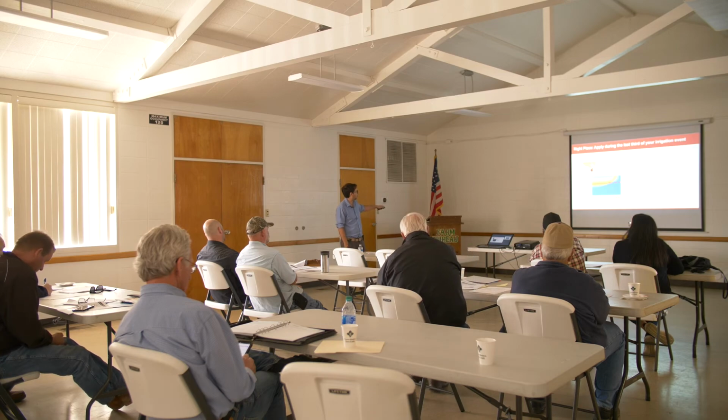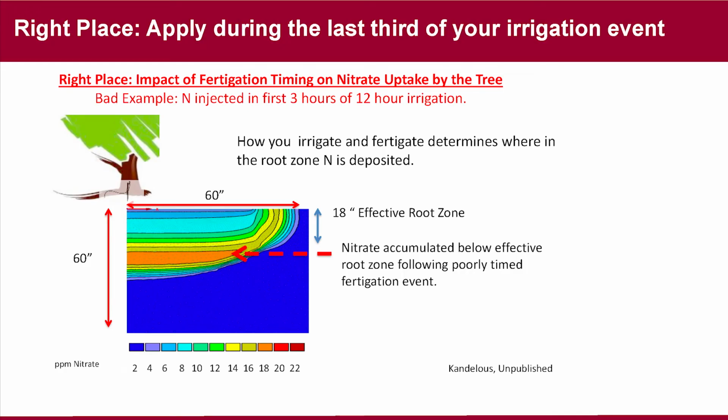Instead of applying the nitrogen during the first 3 hours, apply it in the second half of your irrigation event. Common sense, or not? So if you move your fertigation timing to the second half of your irrigation event, you are, by definition, making sure that the fertilizer gets concentrated here instead of there. Simple.